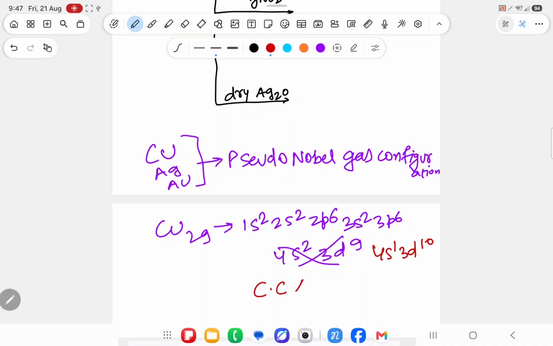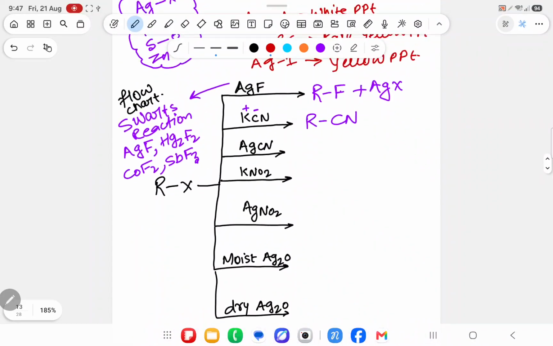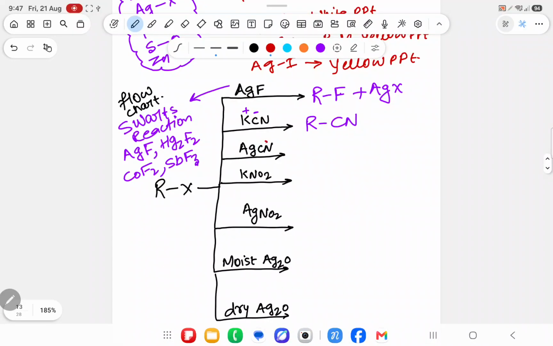And covalent character is directly proportional to pseudo noble gas configuration. More is the covalent character, more covalent bond. So Ag, copper and gold have covalent character, so it will not break like an ion, so it will attack from the lone pair side of N, and it will form RNC.